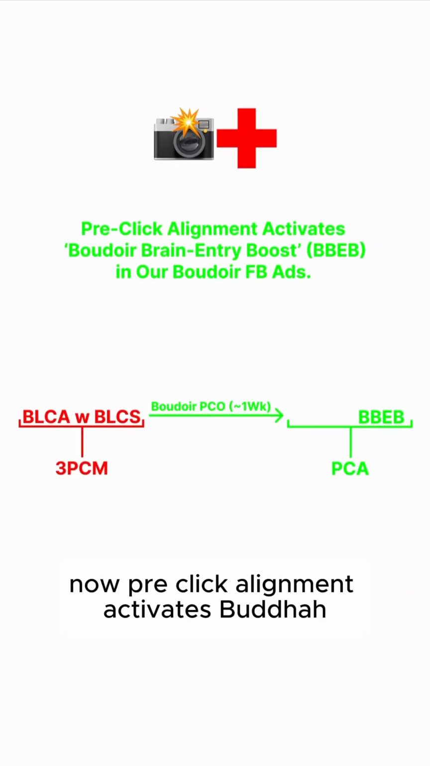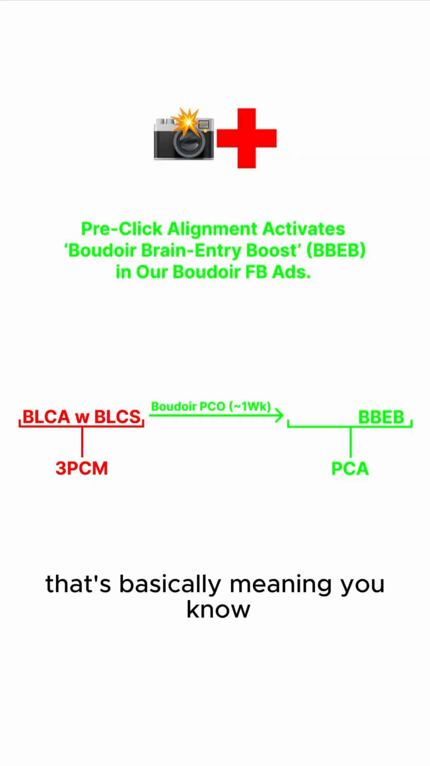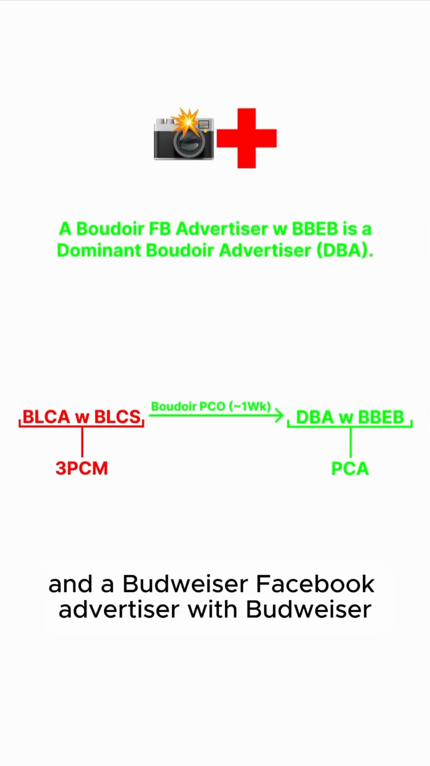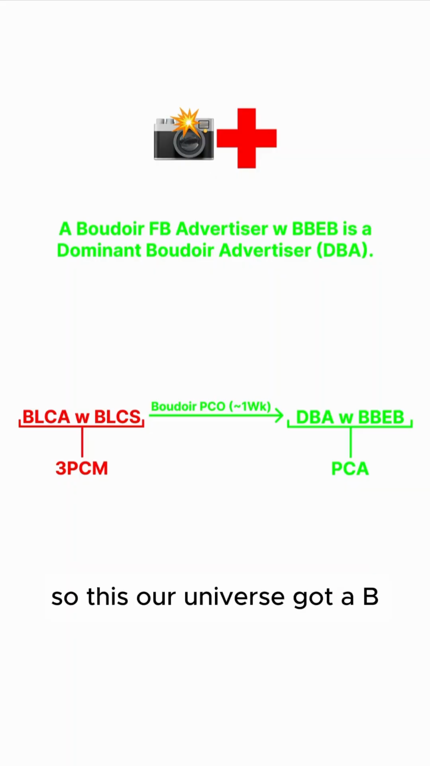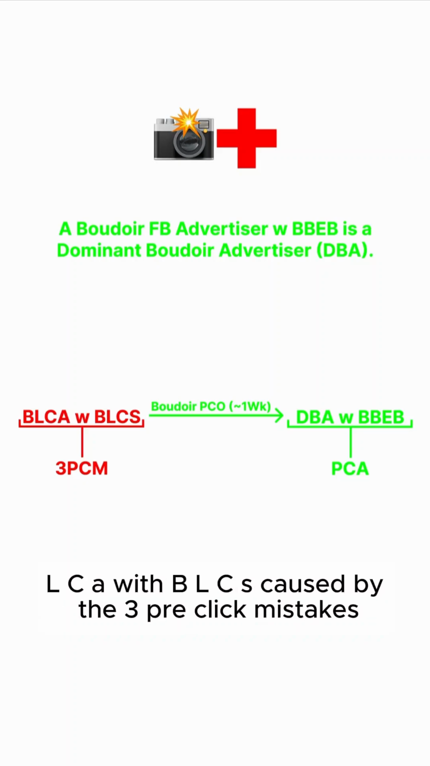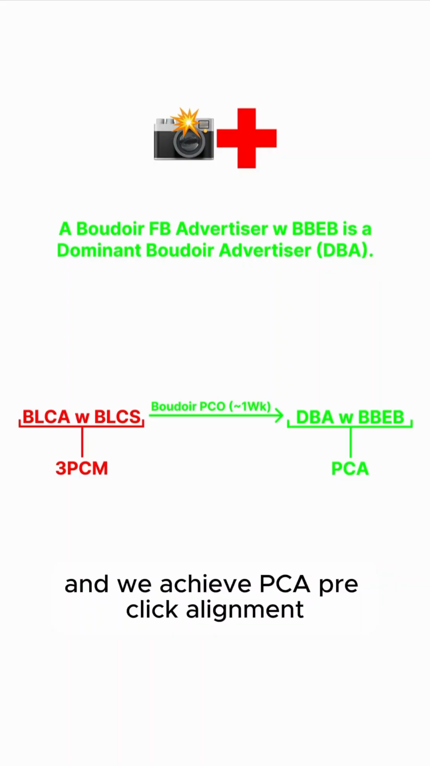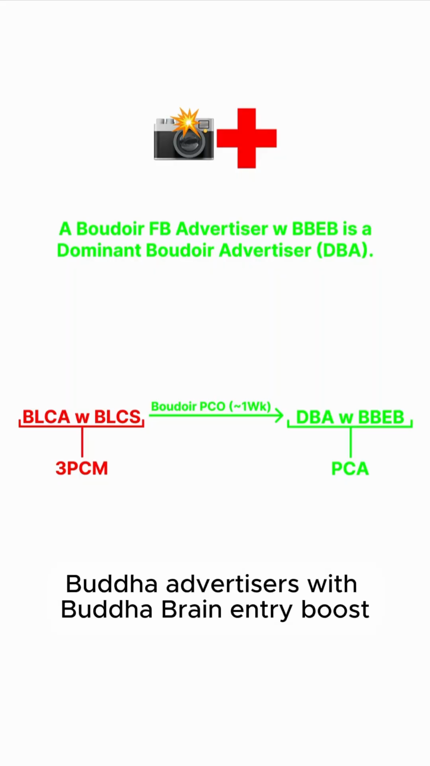Now, pre-click alignment activates Boudoir brain entry boost in our Boudoir Facebook ads. It basically means we finally got our unique CTR all above 6%. And a Boudoir Facebook advertiser with Boudoir brain entry boost is a dominant Boudoir advertiser, a DBA. So this is our universe. We've got a BLCA with BLCS, caused by the 3 pre-click mistakes. The solution is Boudoir Pico, which takes about a week, and we achieve PCA, pre-click alignment, and become dominant Boudoir advertisers with Boudoir brain entry boost.